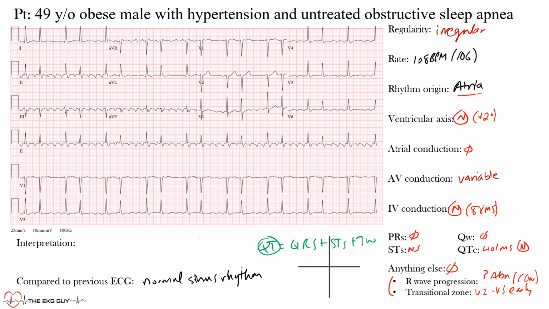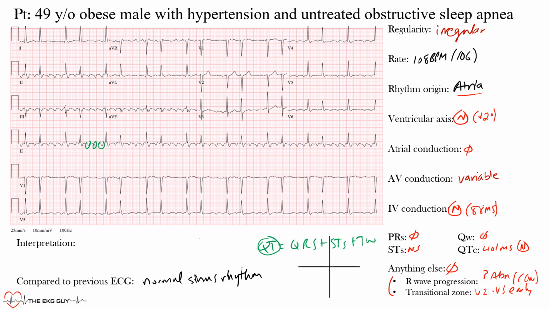So anyways, that's that. So we have an irregular rhythm, a rate at 108 beats per minute. We have a rhythm that's originating from the atria, normal ventricular axis. Can't say much on atrial conduction. We said AV conduction is variable, okay? And remember, that's an important thing. So we have these waves here, okay? And just to kind of complete this, IV conduction was normal. Nothing so much on the waveforms from here, okay? And then we said that we looked at nothing significant in the precordial leads that we would comment on. Maybe some non-specific ST changes, okay, in the ST segment.